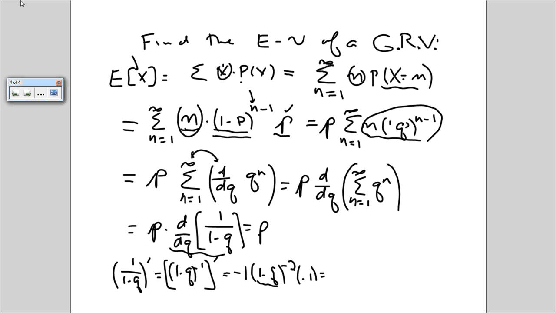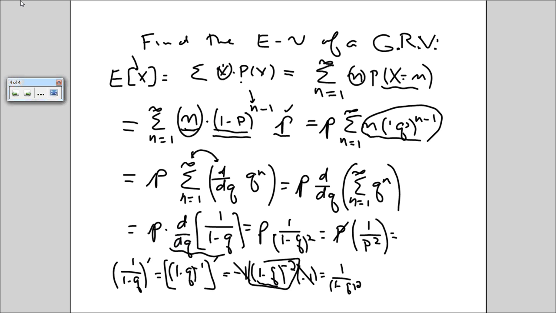then you take the derivative of what's inside, which is negative 1. Negative 1 times negative 1 is 1, times this. Since the exponent's negative, I can put it in the denominator. It is 1 over 1 minus q squared. 1 minus q is p, so it's 1 over p squared. And kill off 1 p on top, 1 p on the bottom, you get 1 over p. The expected value of a geometric random variable where the probability of success is p is 1 over p.